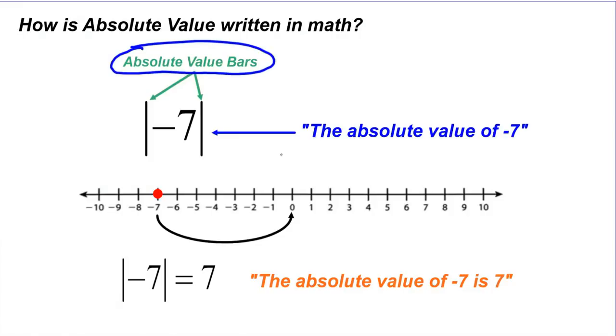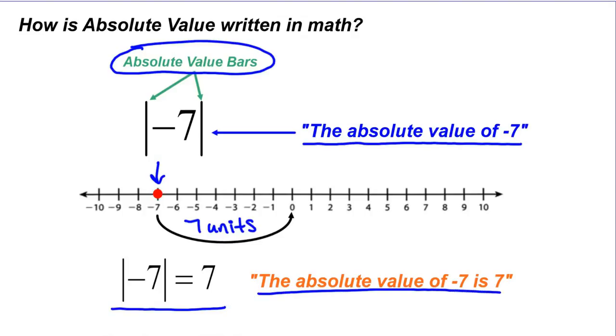So if you saw this in math, you would read it, the absolute value of negative 7. So it's asking how far away from 0 is negative 7. That's what those vertical bars mean. To answer that, I've got negative 7 graphed right here on the number line. How far away from 0 is negative 7? It is 7 units away from 0. So here's the complete statement. The absolute value of negative 7 is 7. So that's how we would read that mathematically.